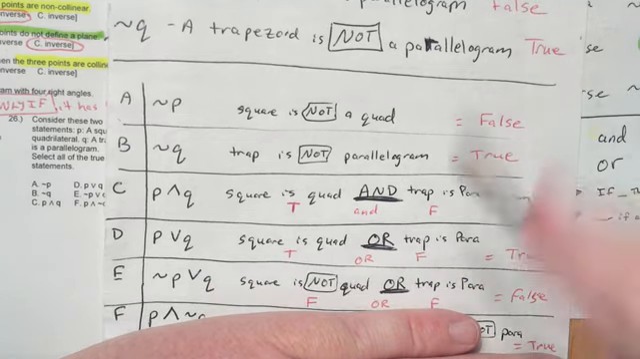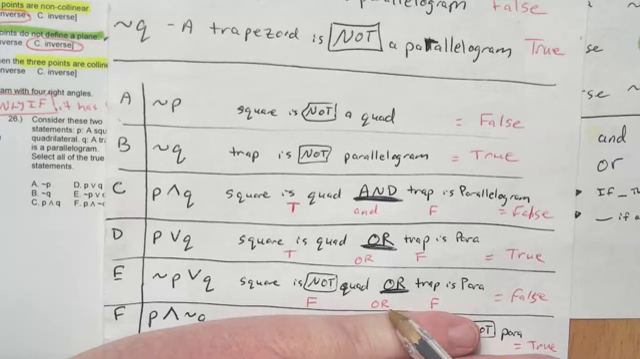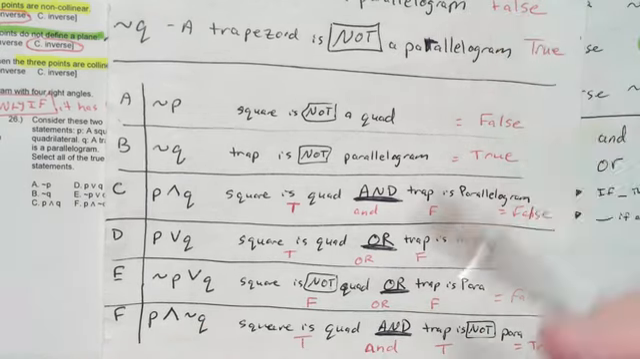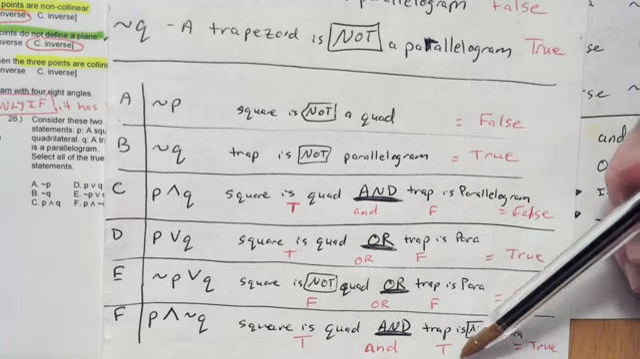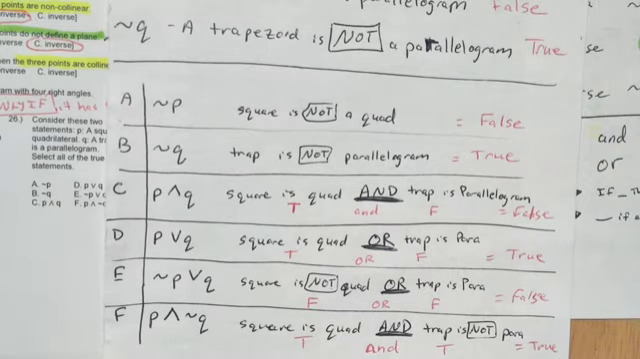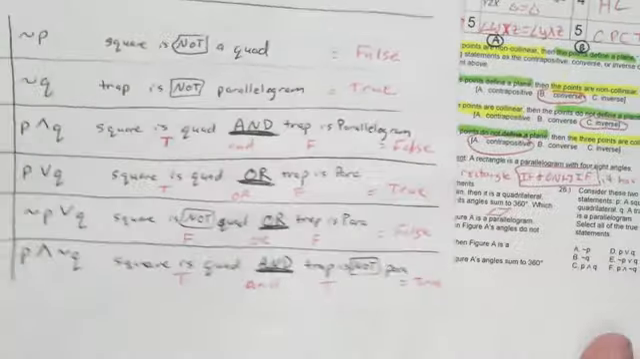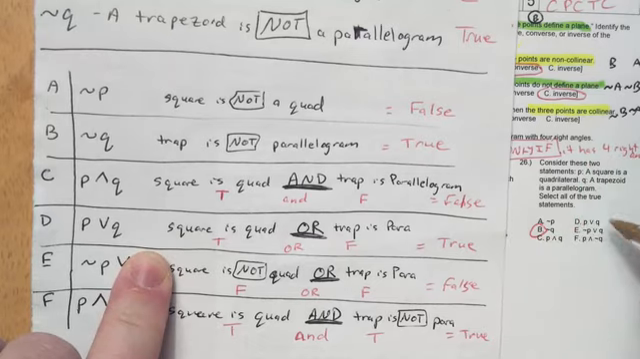So that was true. This one: a square is not a quadrilateral. That's false. And or the trapezoid is a parallelogram. That's false or false. Both falses make false. And finally, a square is a quadrilateral. That's true. And a trapezoid is not a parallelogram. That's true. True and true make true. So with those choices, which ones worked? The things that are true are B, D, and F. And that's everything.